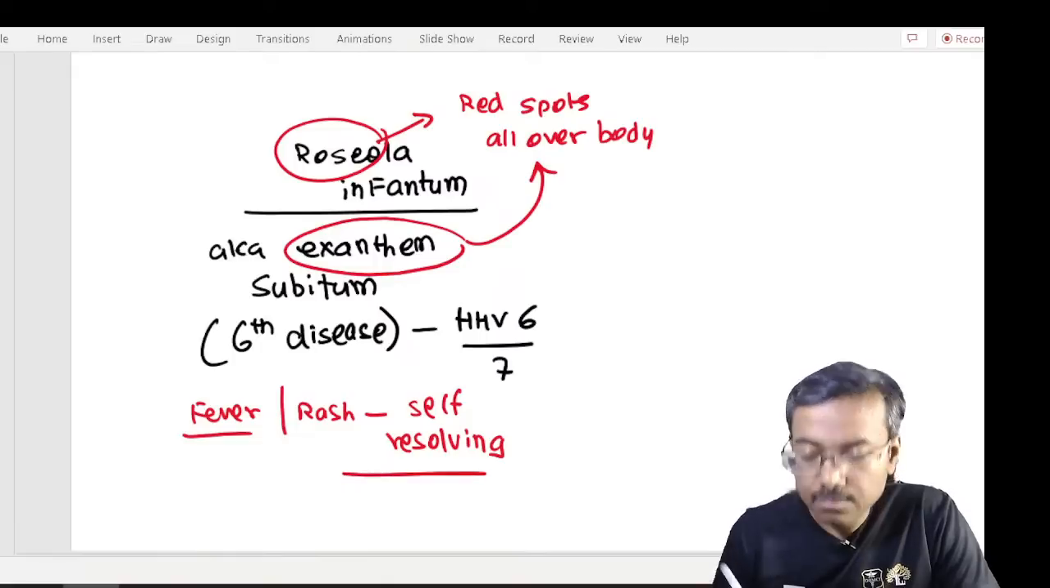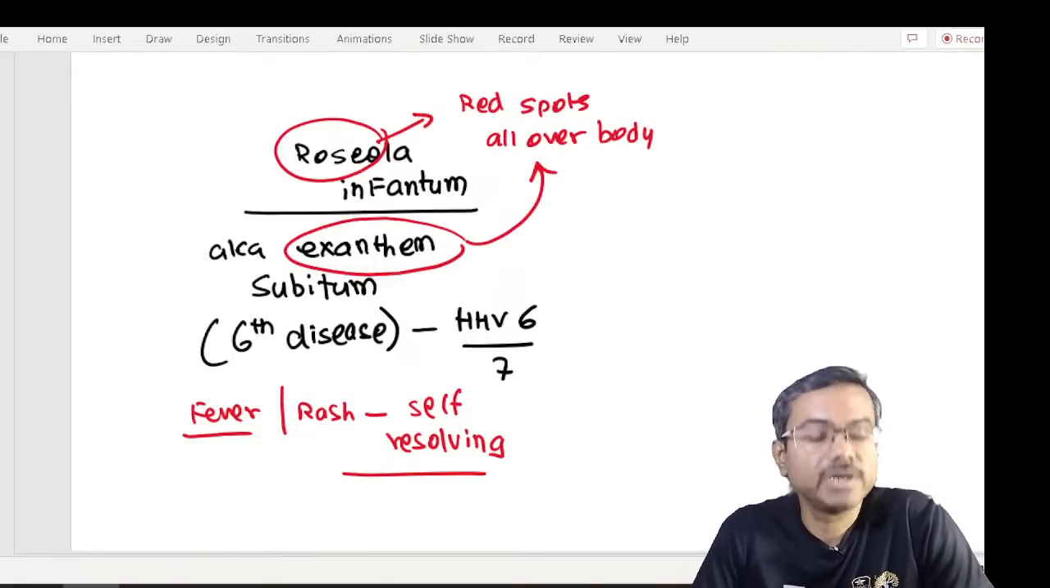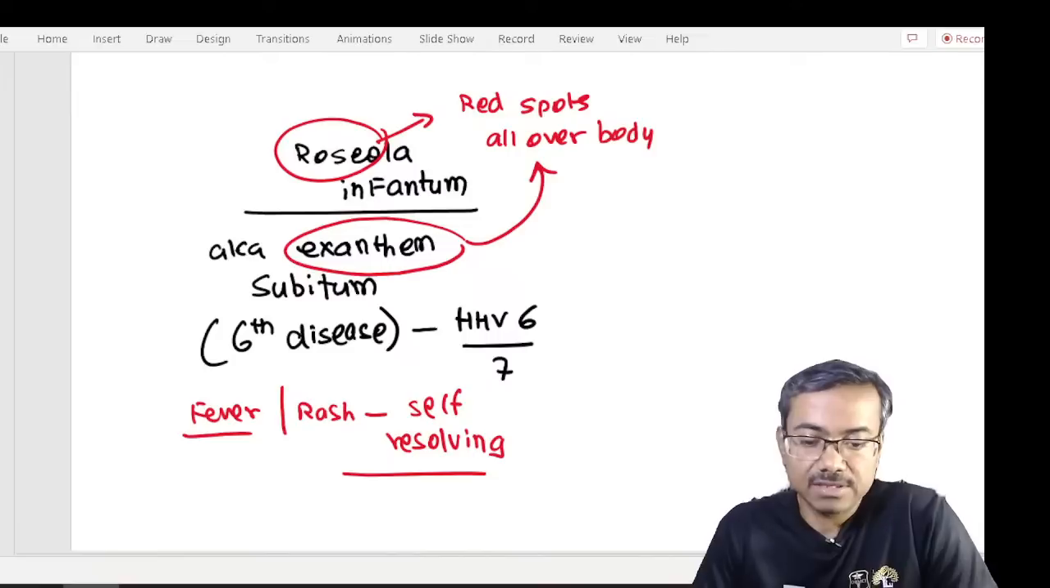Roseola infantum, also called exanthem subitum, is caused by HHV type 6.